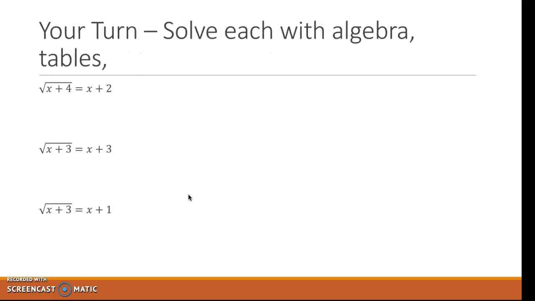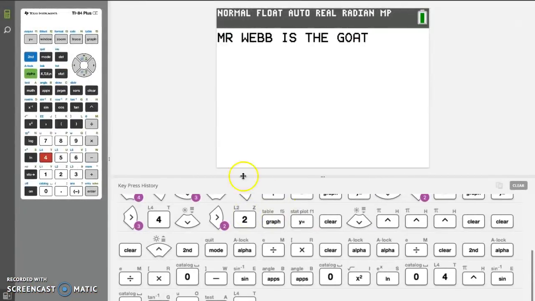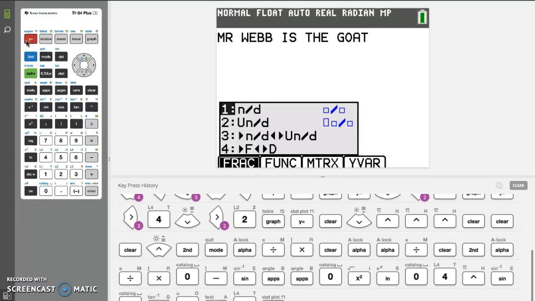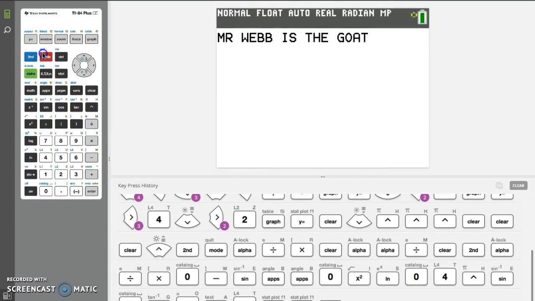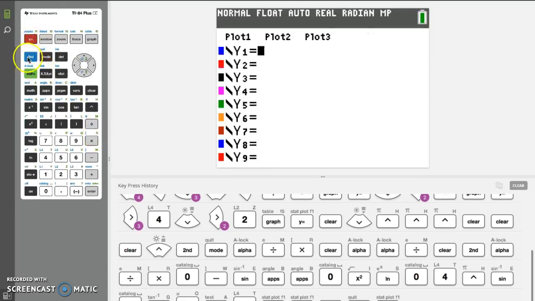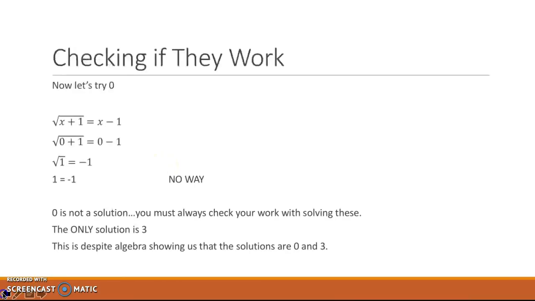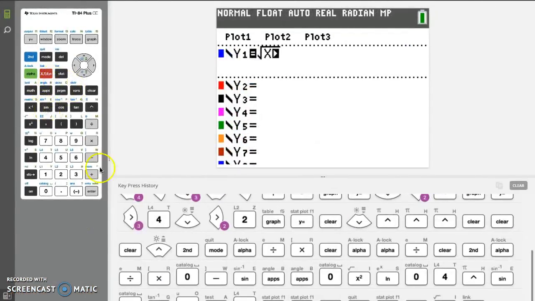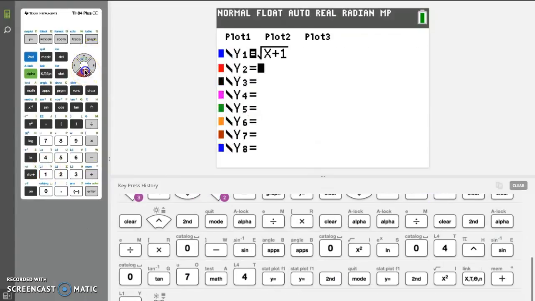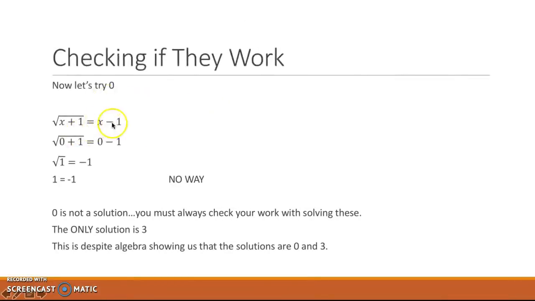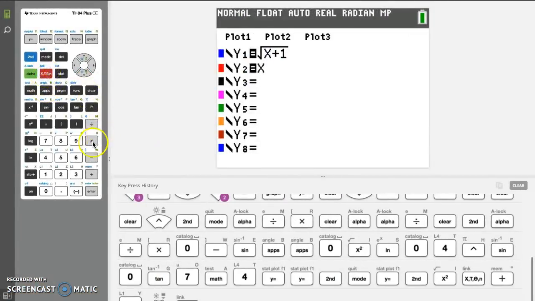If that's a little tough for you, I've got an alternative way, and that's using tables and graphs. In order to solve with tables and graphs, you're going to go into your y equals in your calculator. In our y1, we're going to put the square root of x plus 1. And then in our y2, we're going to put the other equation, which was x minus 1.